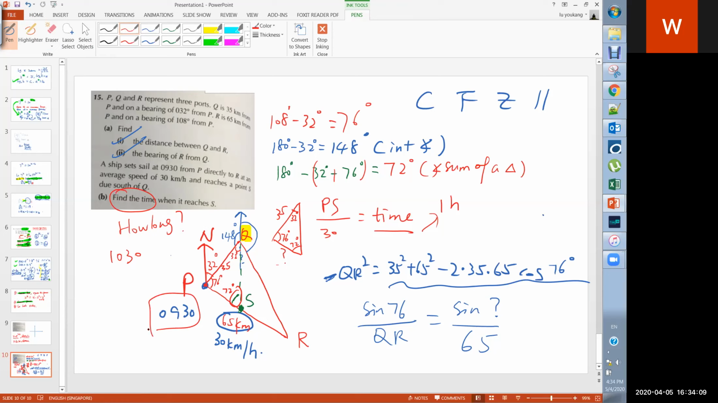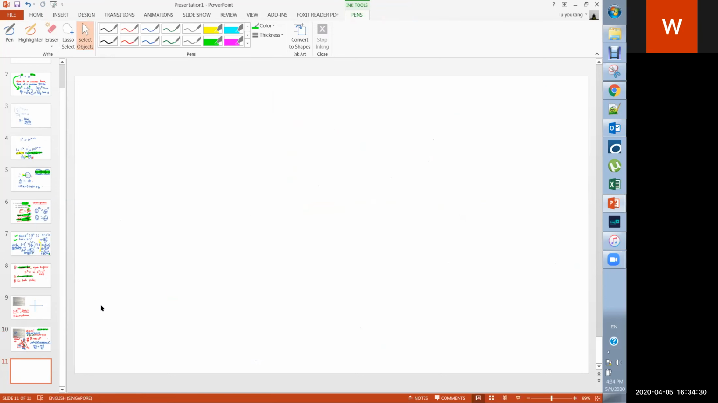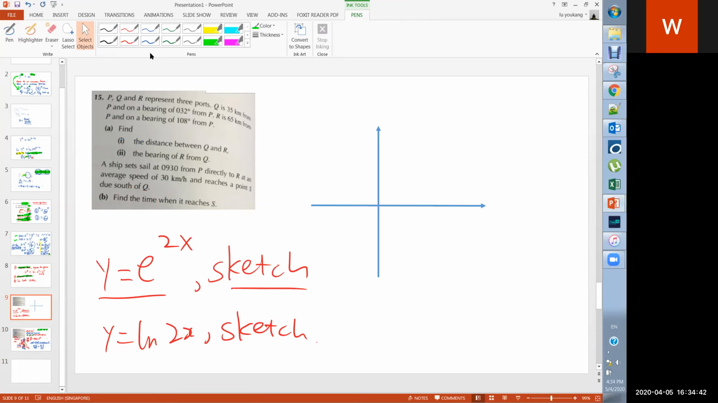Yeah, so this question is on sine rule, cosine rule. Of course, then you need to make use of the CFZ concept. Do you still remember? Can or cannot? Can. Okay, good. So what is so hard about this question? Nothing, right? It's just that for the first part, the cosine rule, I didn't think about that formula.